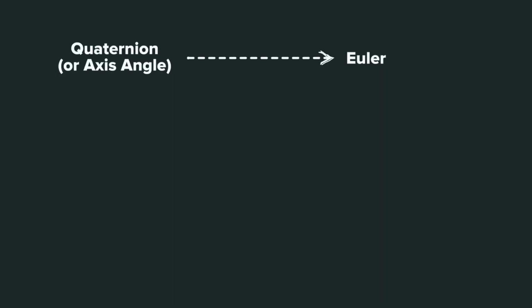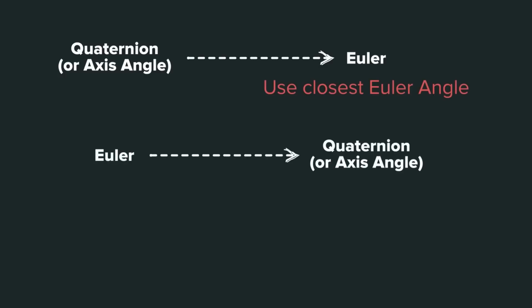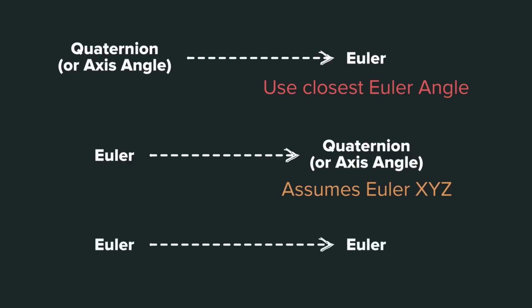When going from Quaternion or axis angle to an Euler, Blender will find the closest Euler angle that's going to match and use that. When going from an Euler to a Quaternion or an axis angle, it's going to assume that the asset was saved in Euler XYZ, because there isn't actually a way of knowing if that's true or not. And then if you're going from an Euler to an Euler, this will just assume that it was saved in the same rotation order. Because, as I previously said, there's actually no way that Blender can know.